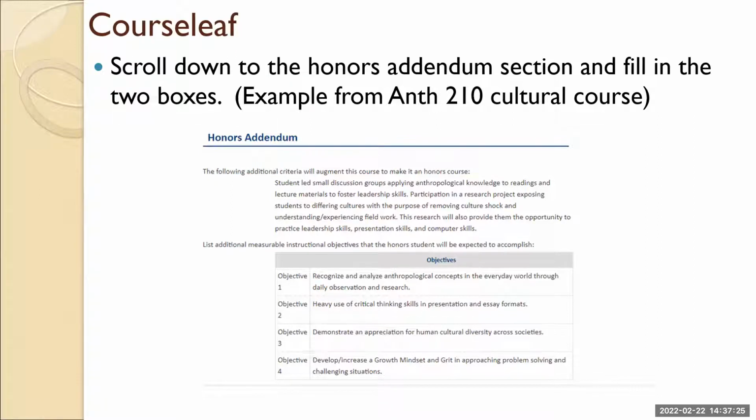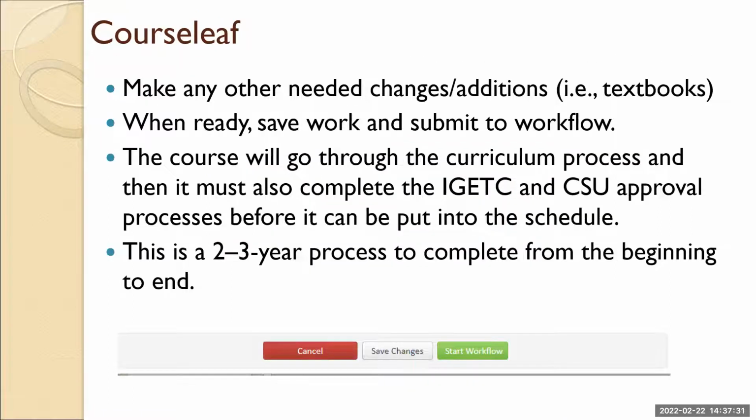Okay, once you've filled that in, you're essentially done with the honors portion, unless you want to make some other changes, like maybe adding other textbooks or materials into the course. And once that's finished, then you want to save changes. That's the middle button there, save changes. And if you're all ready, you can click the green button that says start workflow. Then it goes through the whole curriculum process, just like any other course does. So you get feedback and people will review it and look for things that may need changing. And they'll give you comments, and then you respond to those comments.